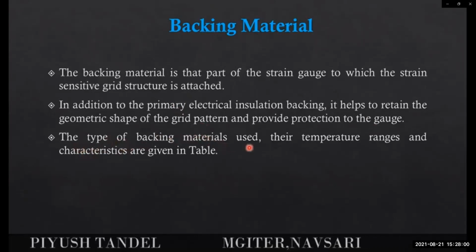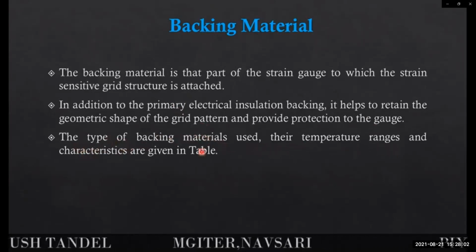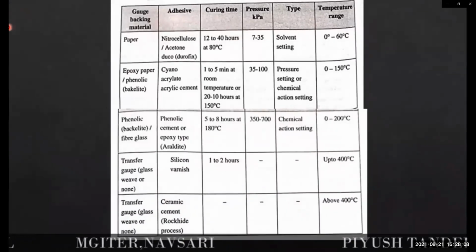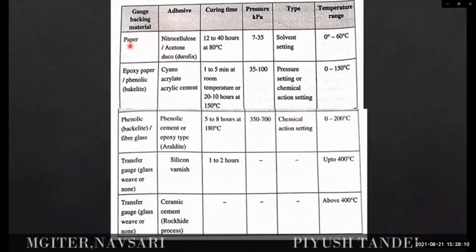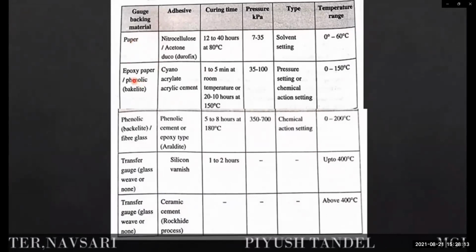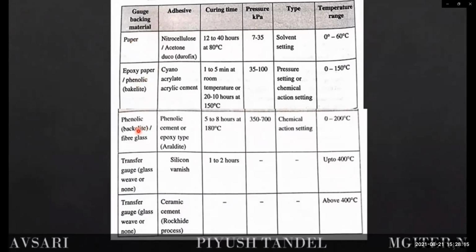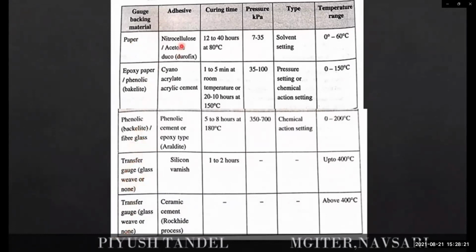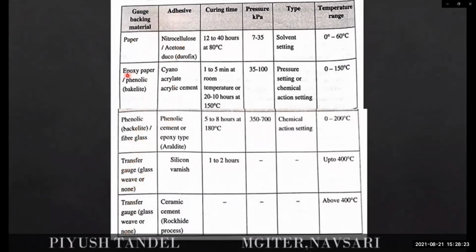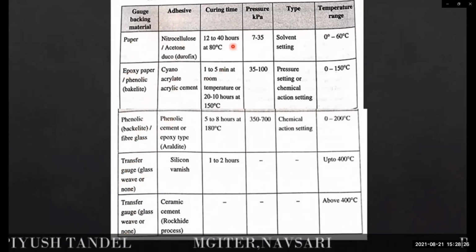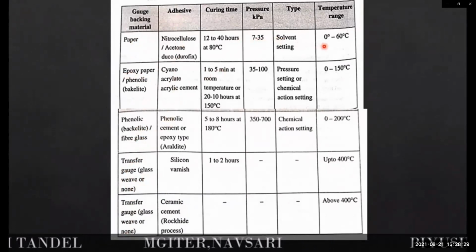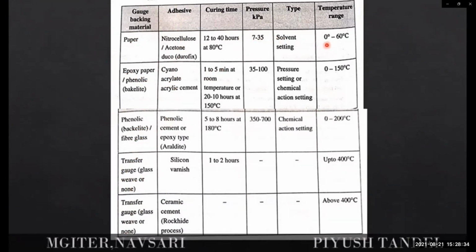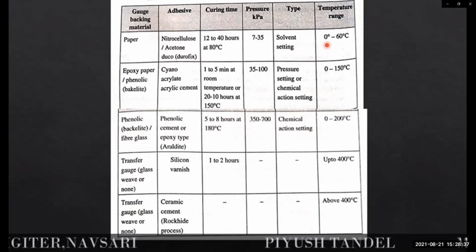The types of backing material used, their temperature range and characteristics are given in the table. So there are different types of backing material which we can use in our strain gauge, starting with paper, epoxy paper, then phenolic paper or bakelite, fiberglass, then glass, glass weave, and so on. These are the adhesiveness of different gauge backing materials, then the curing time, pressure type and which temperature range it can handle. So this is also important whenever we are selecting our backing material for the strain gauge.